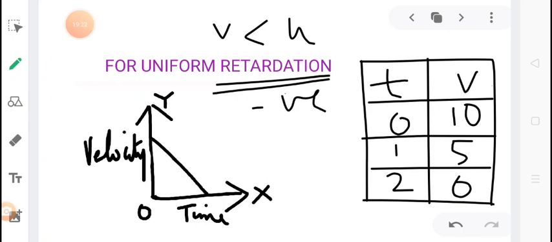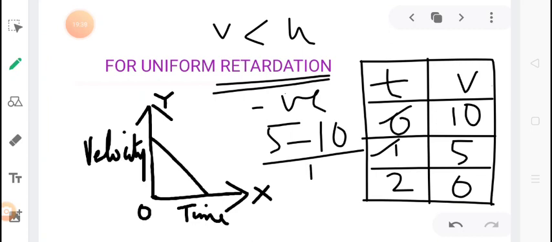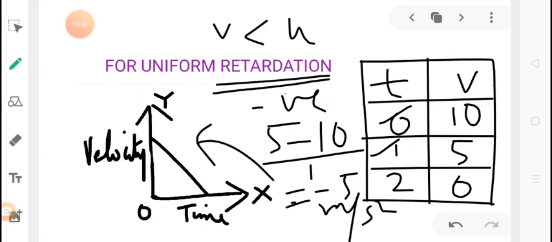And how much is the acceleration in this case? Can anybody tell me how much is the acceleration in this case? It should be 5 minus 10. See, I am considering these two values. Final velocity is 5, initial velocity is 10, and how much time has passed? 1. So this will be minus 5 meter per second square. So this will be the retardation, and this is the nature of the graph, velocity time graph.